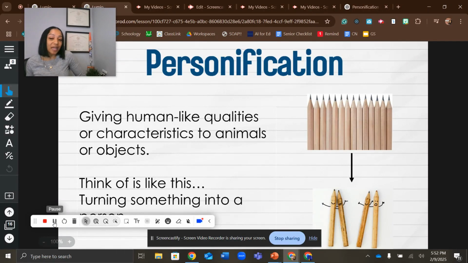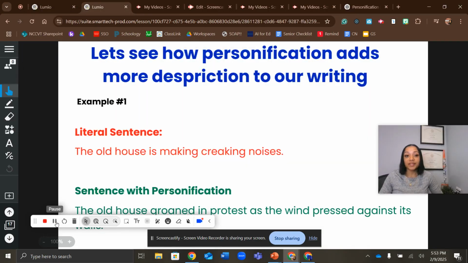Pencils aren't literally waiting there, but when we add personification, we give them human-like qualities. It gives us a little bit more of a tone or a little bit more of a description of what the pencils are doing on the desk. So let's see some examples of what that looks like.